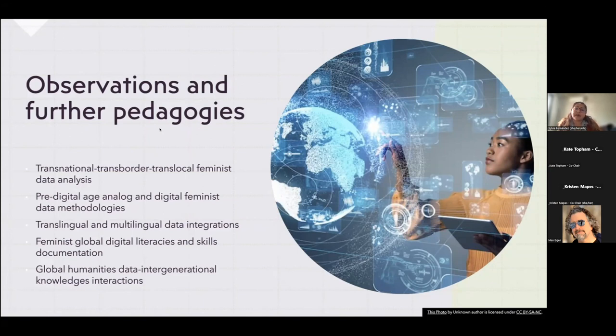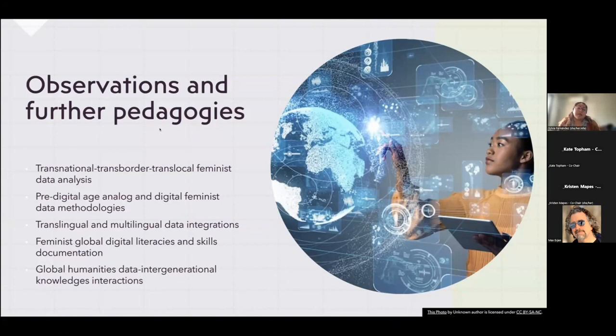Another aspect is the feminist global digital literacy and skills documentation. From the humanities side, there's a need to really push for further digital literacies and skills when approaching gender violence and feminicides, either from literature, archival material, or history and social science.